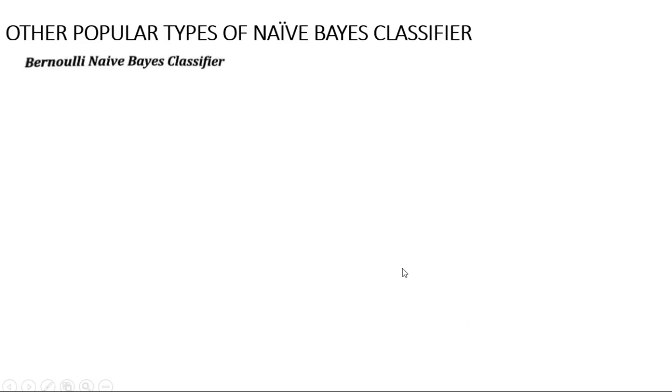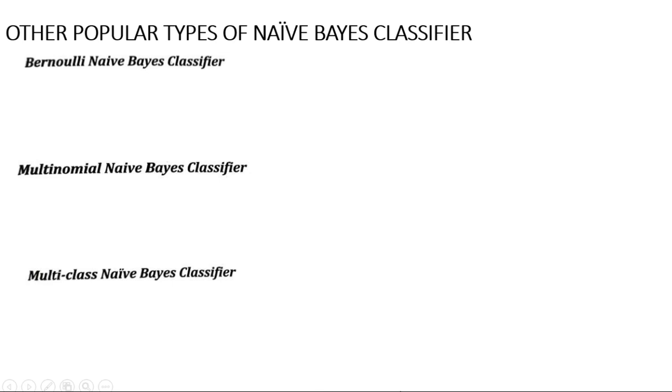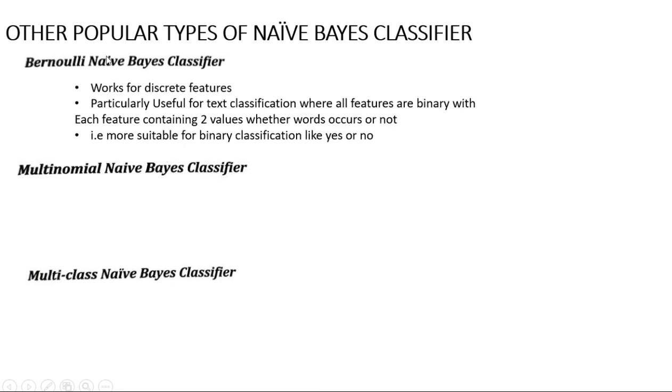We have learned about the Naive Bayes algorithm and done problems with respect to it. Other than that, we have other popular types of Naive Bayes classifiers. We have the Bernoulli Naive Bayes classifier, the multinomial Naive Bayes classifier, and the third one is the multi-class Naive Bayes classifier. The Bernoulli Naive Bayes classifier works specifically for discrete features.